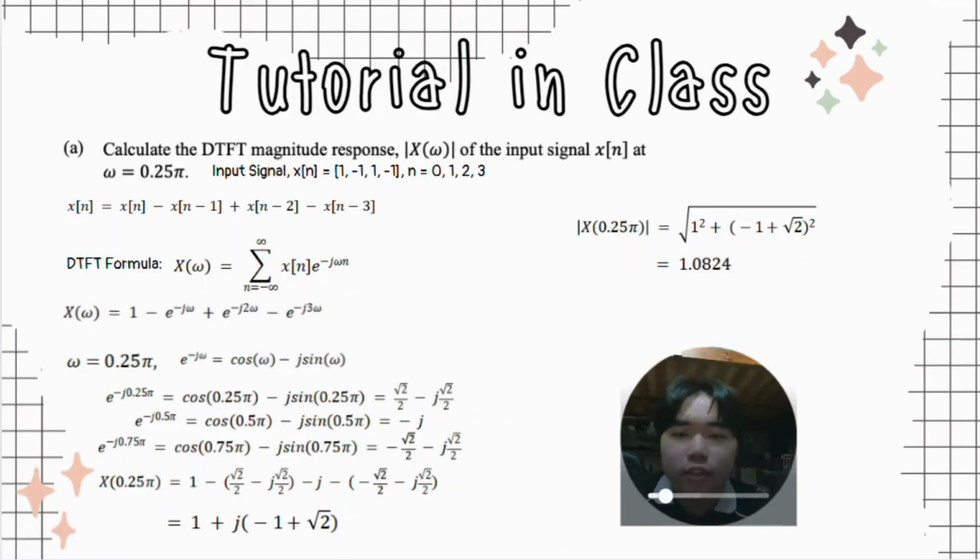Now I want to expand tutorial question 8 to calculate the DTFT magnitude response with the given input signal x[n] at omega equals 0.25 pi. So we can assume that the input signal is starting from 0, and we can expand the DTFT formula into X(omega) form. And inside that, e to the power of minus j omega can be transformed into cos omega minus j sin omega. And after substituting the omega value, we can get 1 plus j, minus 1 plus 2. To calculate the magnitude, we need to use the Pythagoras theorem, and finally we can get 1.0824.